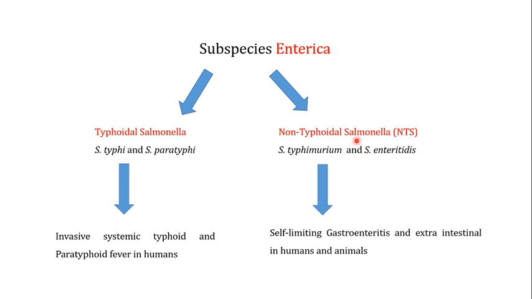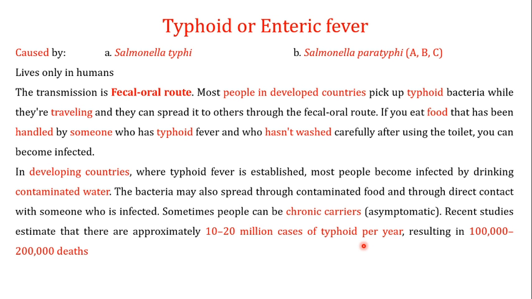And the other one is known as the non-typhoidal Salmonella, for short NTS, and it contains S. typhimurium and S. enteritidis, which can cause self-limiting gastroenteritis and extraintestinal diseases in humans and animals. Then I've told you that typhoid or enteric fever is caused by Salmonella typhi and paratyphi A, B, and C, and it is only Salmonella typhi or paratyphi that actually only lives in humans. And the route of transmission is the fecal-oral route, and typhoid fever is more established in the developing countries as compared to the developed countries.